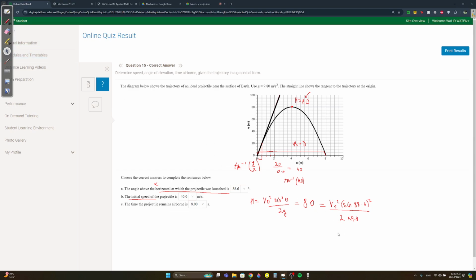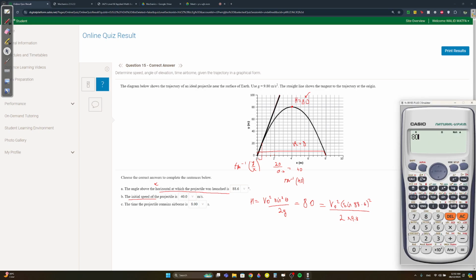We are going to multiply 80 by 2 times 9.8. You get 1568. Then you're going to divide by sine 88.6 squared, right? And then you're going to find the square root, right? 39.6, so about 40. This is just solving an equation. Everybody should know how to solve this. Multiply, divide by this, take the square root.